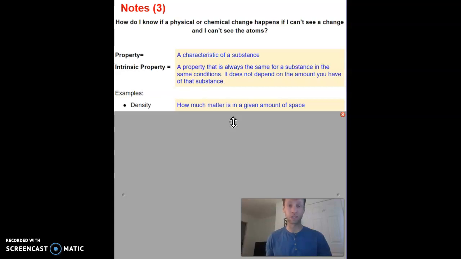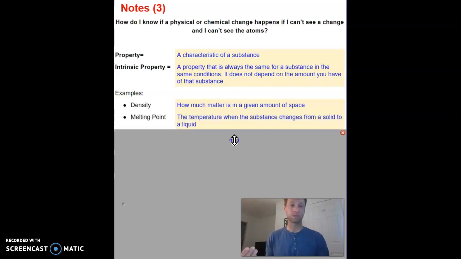So if you go to a jewelry store and you want to know how many carats or how pure the gold is, okay, pure gold is going to have the same density. So that person can test the density right there in front of you, and they can determine if it's pure gold or not. Okay? So that's an intrinsic property. The second one is melting point.